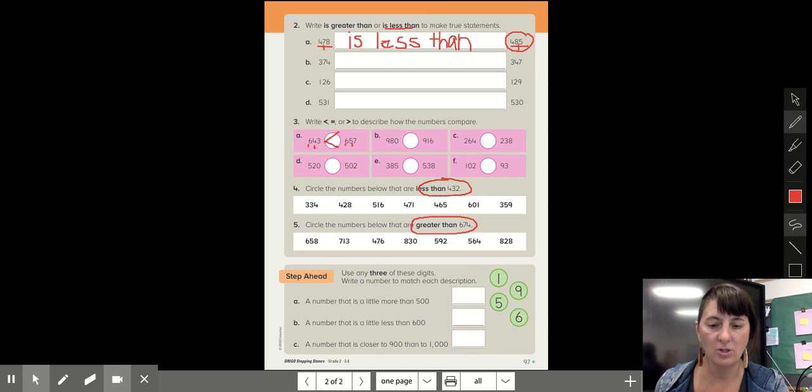For the step ahead, use any 3 of these digits. Write a number to match each description. So you are given 4 digits over here. Use any 3 of them to match the descriptions here. Letter A says a number that is a little more than 500. B, a number that is a little less than 600. And C, a number that is closer to 900 than to 1,000.